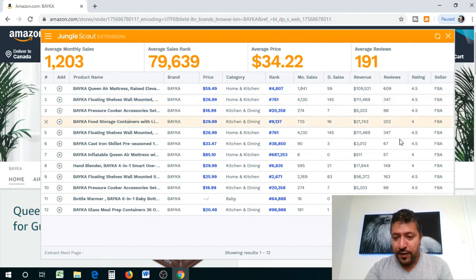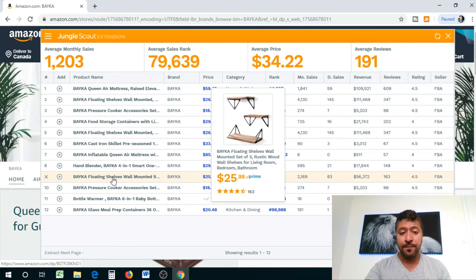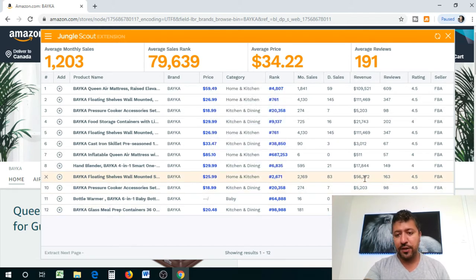Look at some of their other products. They have some that are pretty new, not too many reviews. This one has 67 reviews, is doing $3,000. So it seems like their floating shelves is their top seller. They have two products, probably different sizes and everything, similar pricing. How crazy is that, guys? These guys are doing amazing, and their floating shelves is their best seller. They have three sizes, like we saw in the pictures, and the third one is doing about $56,000 with 163 reviews, guys. And they're an FBA seller.